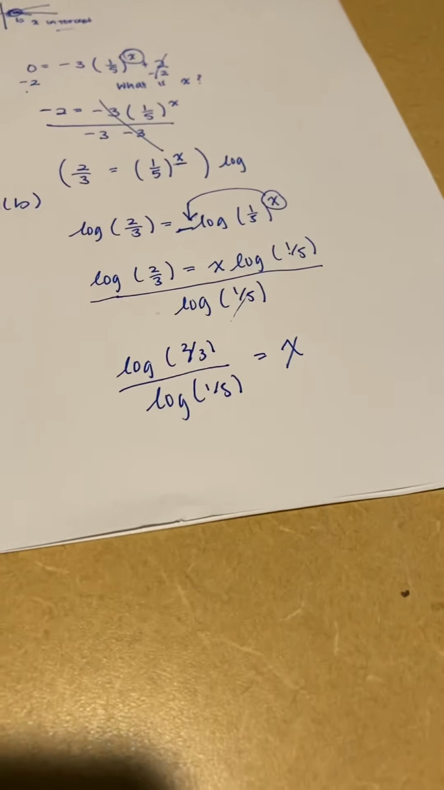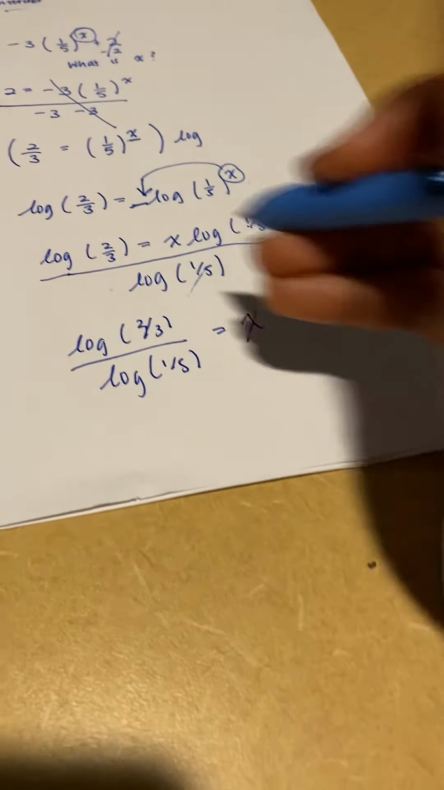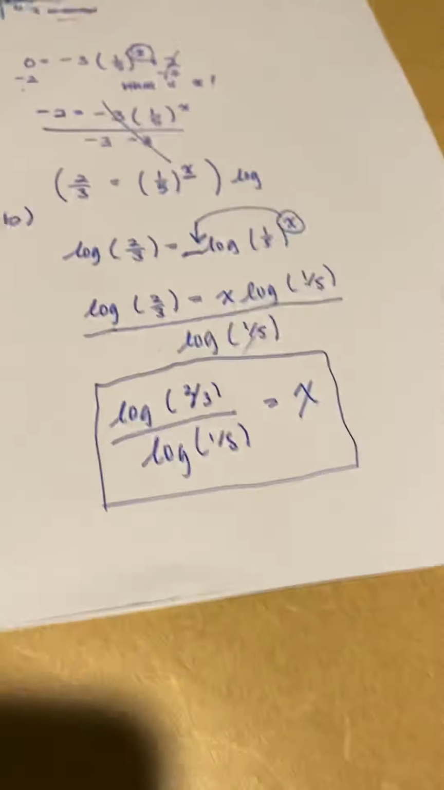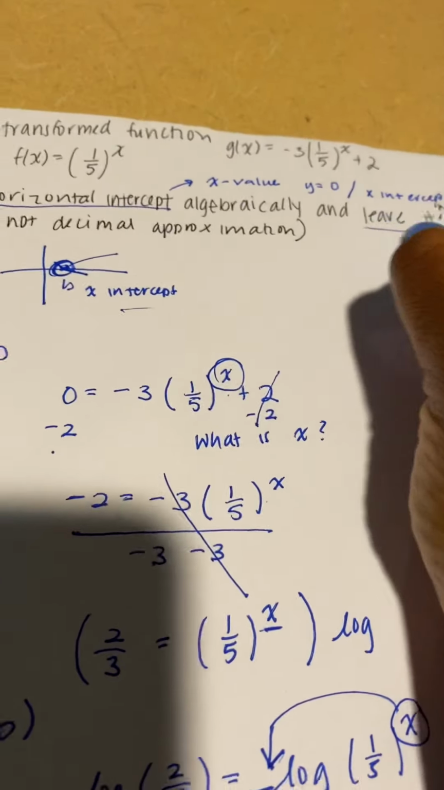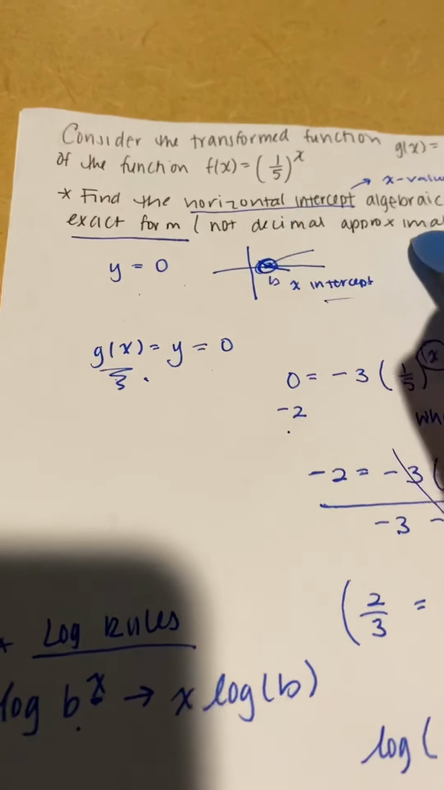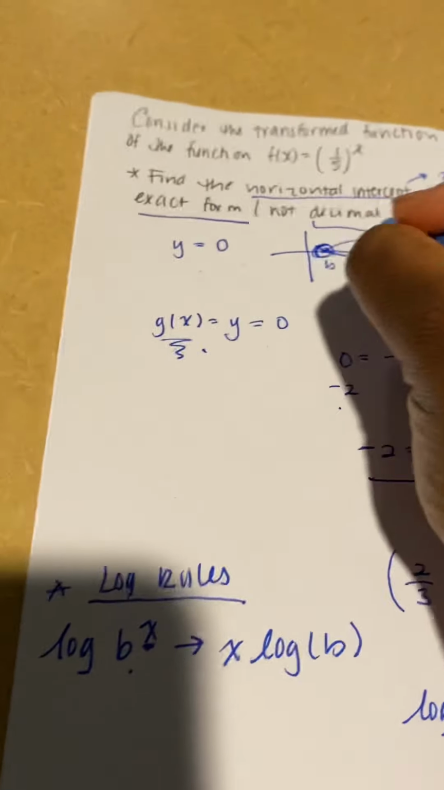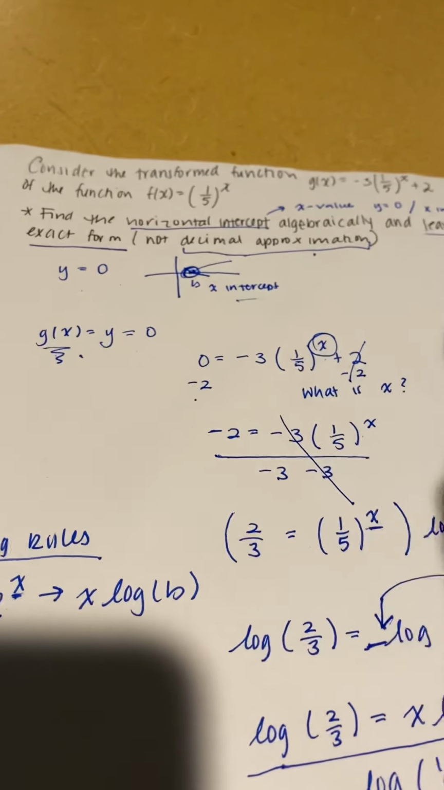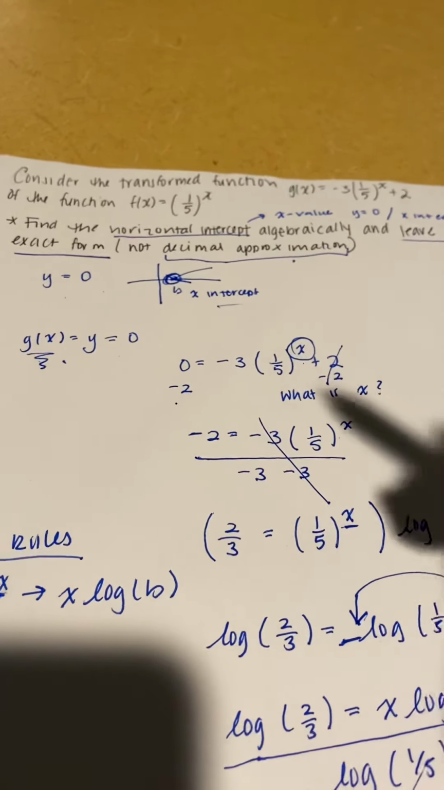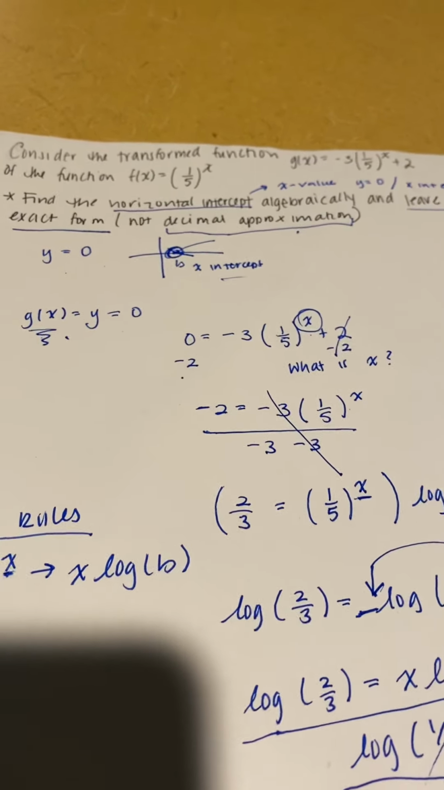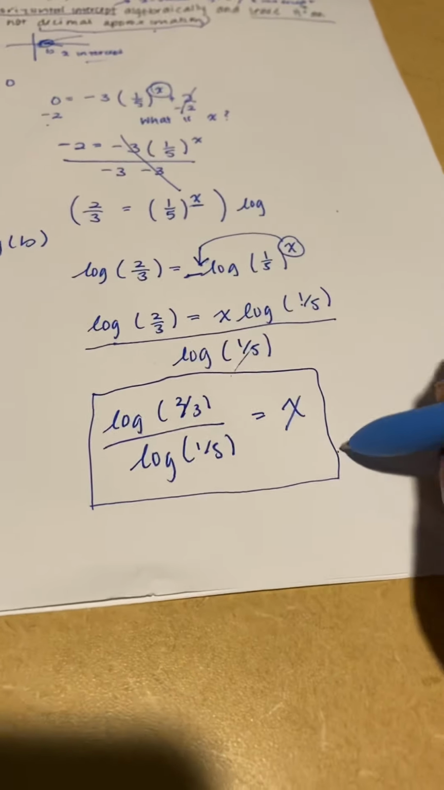And this is your final and exact answer. And remember what the question was asking for. It was asking for you to leave it in an exact form, not a decimal approximation. You will get a decimal approximation when you plug it into the calculator, and then you have to approximate by the first 2 or 3 decimal numbers. But this is the exact answer.